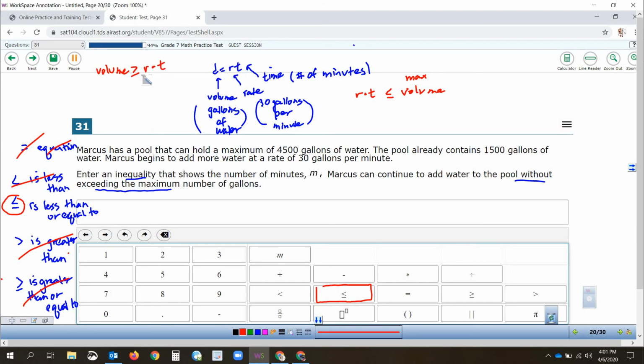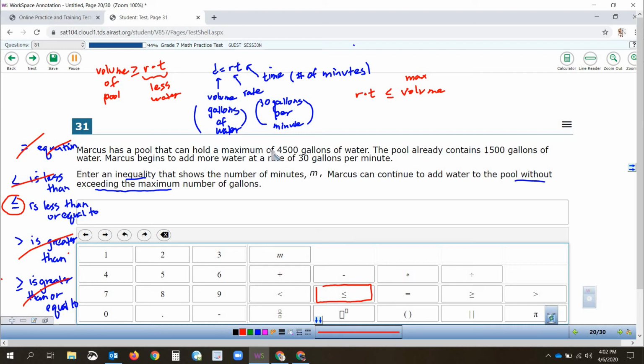So for the way I wrote it initially, actually the rate times the time needs to be less than or equal to the volume, right? If the volume is greater than or equal to the rate times the time, that means that this is less. This is our water, and this is the volume of the pool, right? So we want the rate times the time to be less than or equal to the maximum volume.